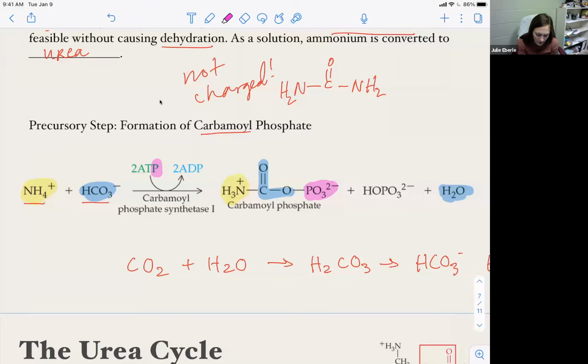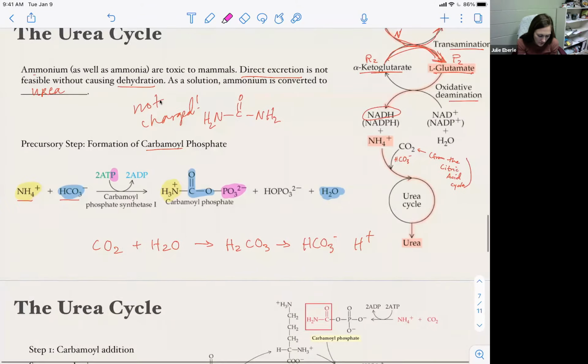And we get 1 phosphate group left over. But the main thing I want you to know is how these things come together to make carbamoyl phosphate. And then we're going to see how it goes into the cycle. Any questions so far? Any questions on how to read this figure and how to track where the nitrogen group is going?